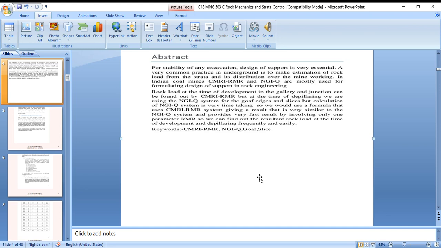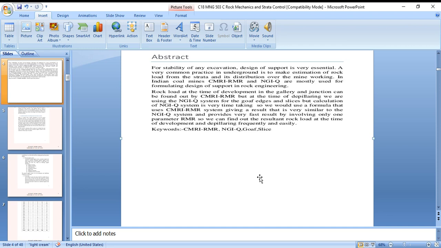So the rock mass classification Q system will be a very important parameter, which we already learned in the last class. Rock load at the time of development in the gallery and the junction can be found out by the CMR, RMR. But at the time of depillaring, we are using the NGI-Q system for the goaf edge and slice.